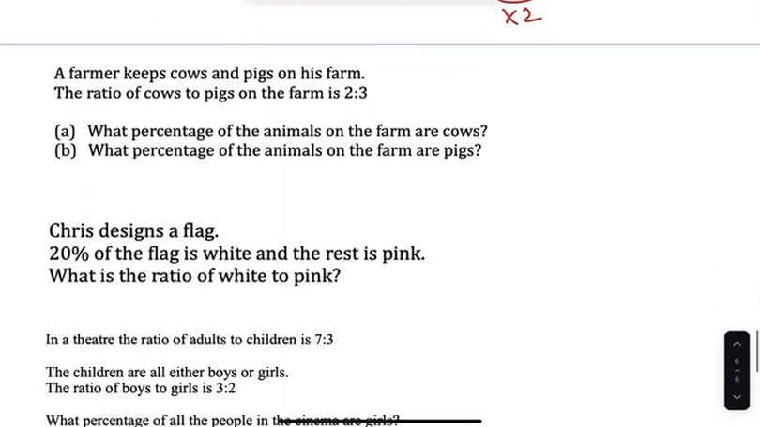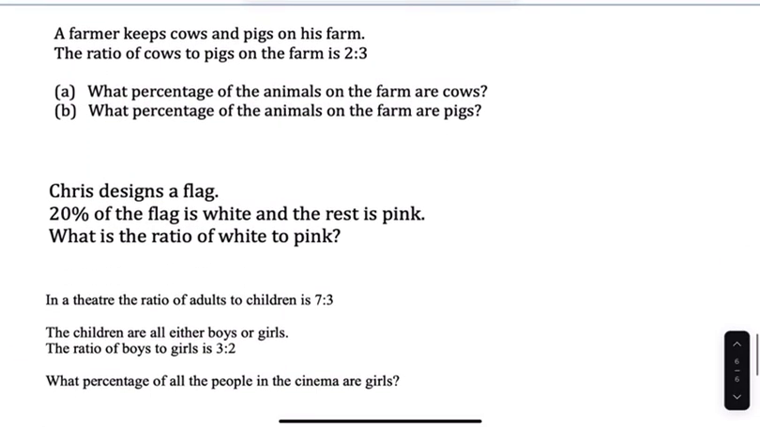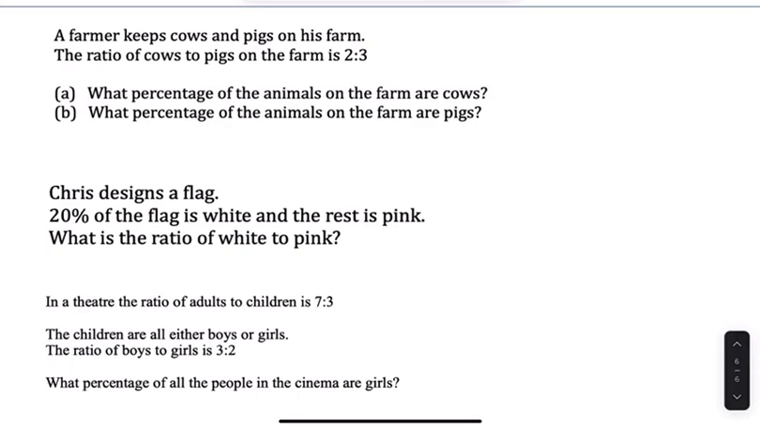Now what I would like you to do is pause the video and have a go at these questions. Once you've had a go, press play and we'll go through those step by step.